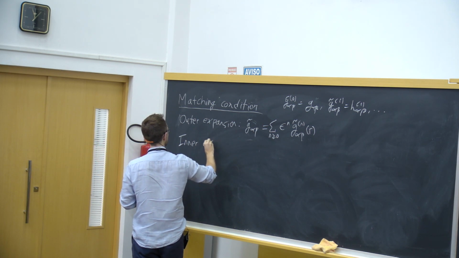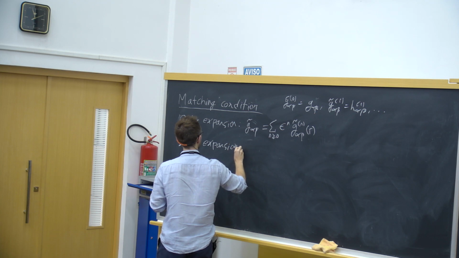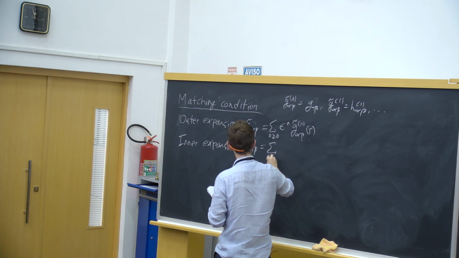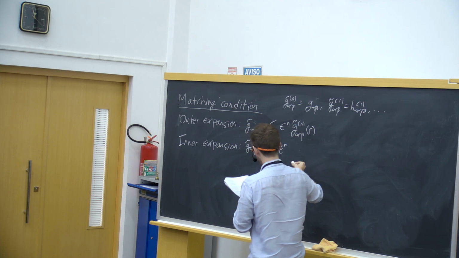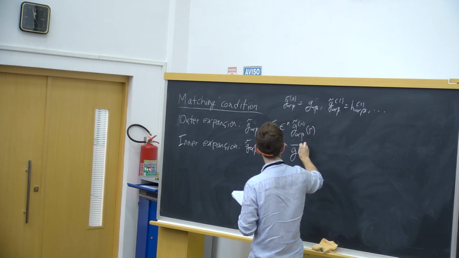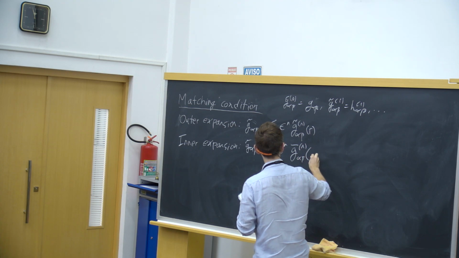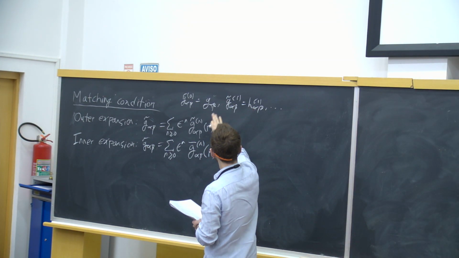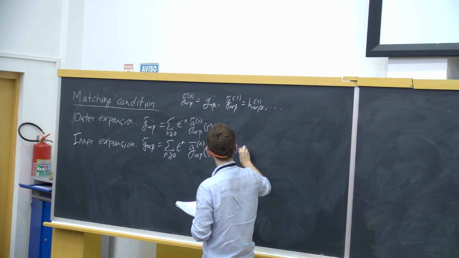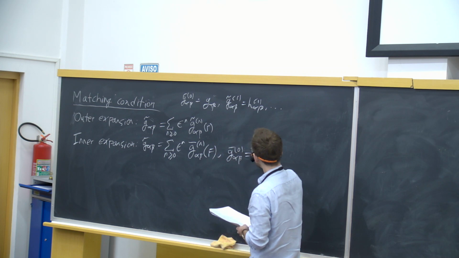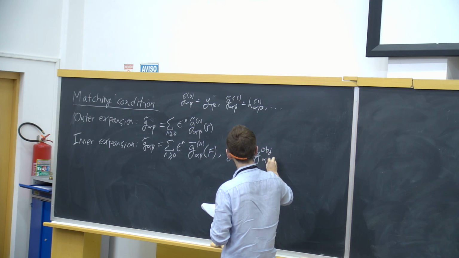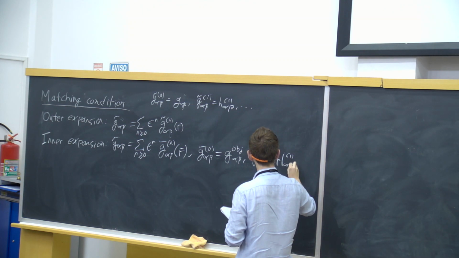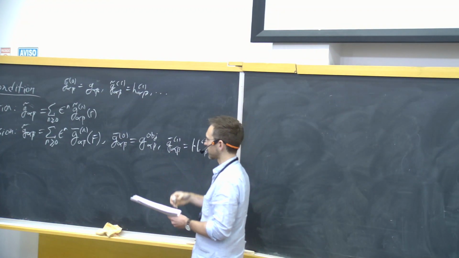Then the inner expansion, I'm going to write in a similar way. g tilde alpha beta is a sum of powers of epsilon, and these coefficients I'm going to write as g bar n, and they all depend on r bar. So similarly to what we had here, g bar 0 is the object's metric, g bar 1 is capital H1, and so forth. So I'm just renaming symbols here.